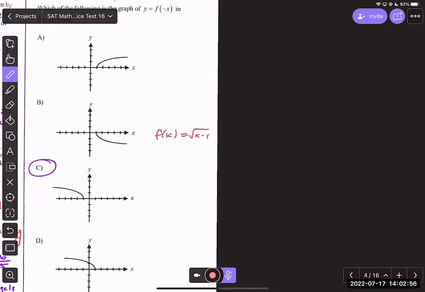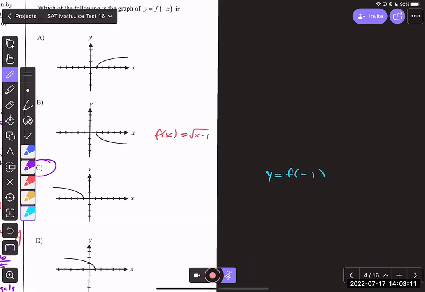So you can see in all of A, B, and D, I plug in 1 and I get 0, correct? Yeah. So if I plug in 1 and I don't get 0, I'm going to know that C has to be the correct answer, right? So I can say y equals f of negative 1, right? That means that I'm looking at the square root of negative 1 minus 1, which is equal to the square root of negative 2. That should not work. That does not give me a number. So that means that C is my right answer if I just plug in 1. Okay. Does that make sense?